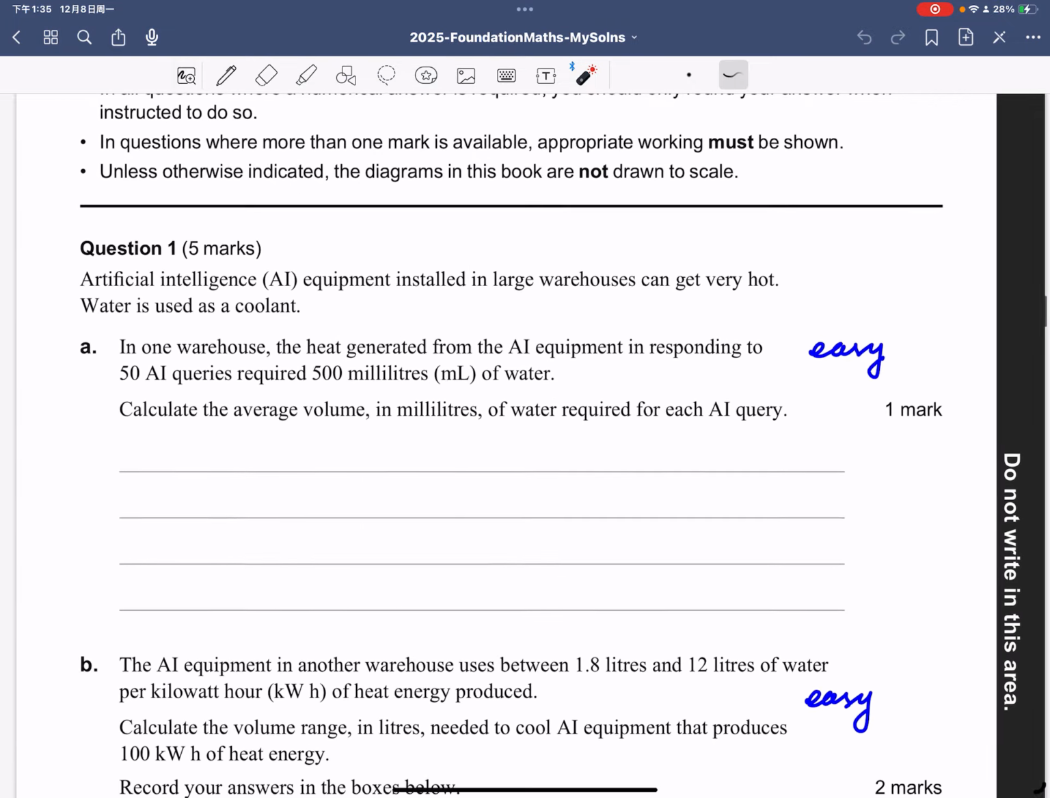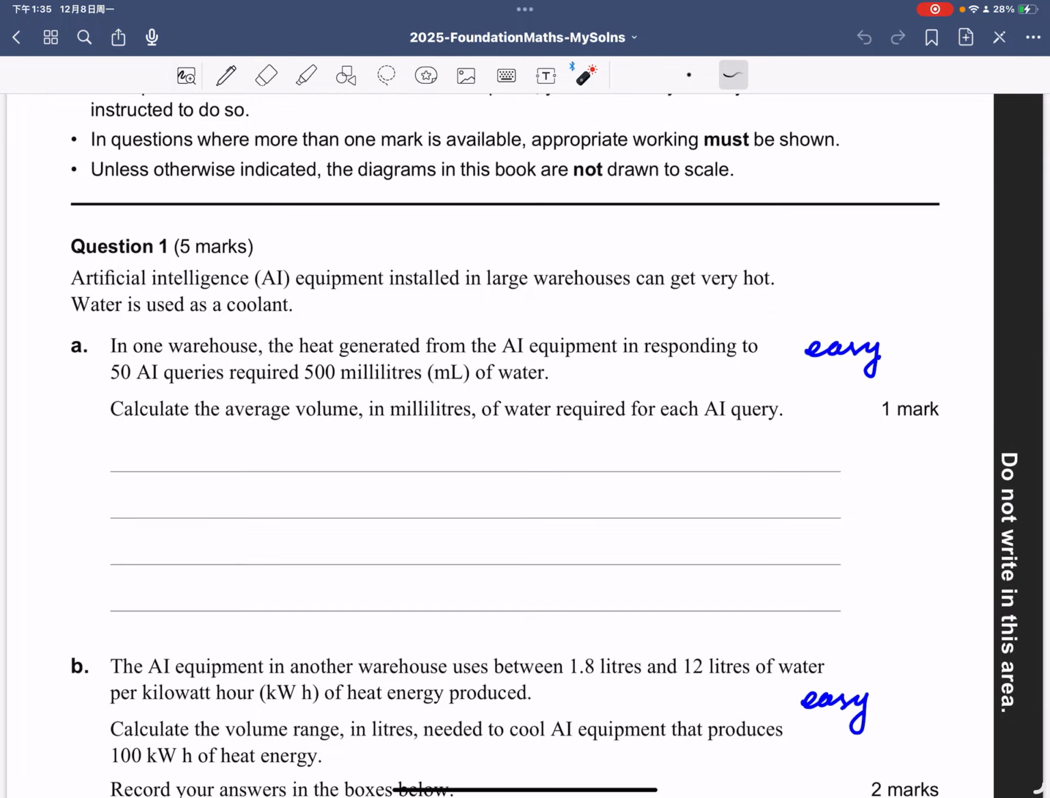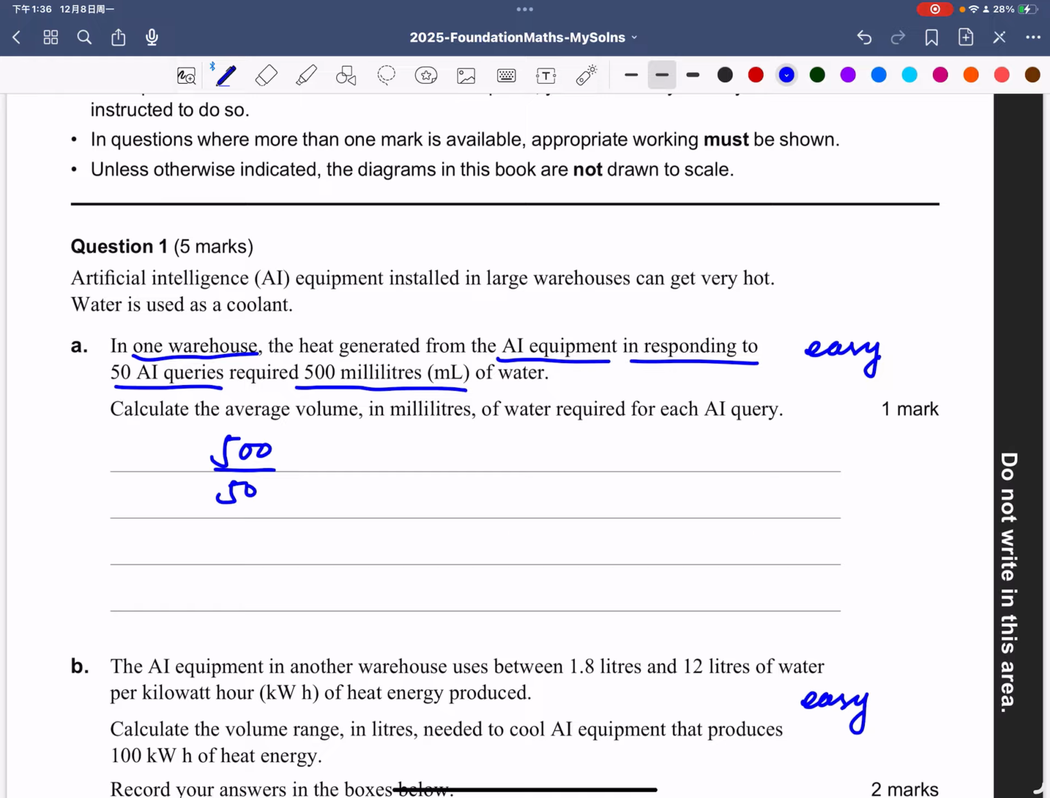Artificial intelligence equipment installed in large warehouses can be very hot. Water is used as coolant. So in one warehouse, the heat generated from the AI equipment in responding to 50 AI queries requires 500 milliliters of water. The average volume, so I would say 500 divided by 50, that is 10 mL of water for each query.